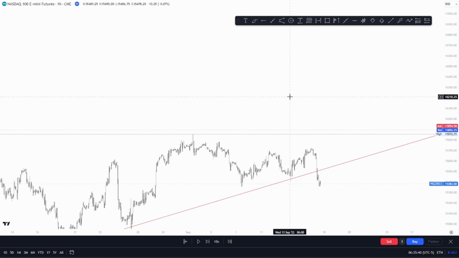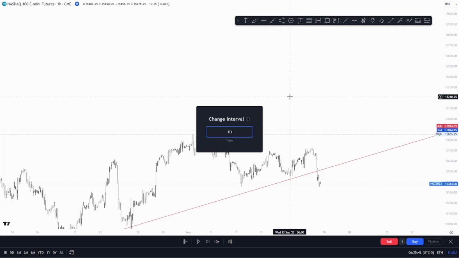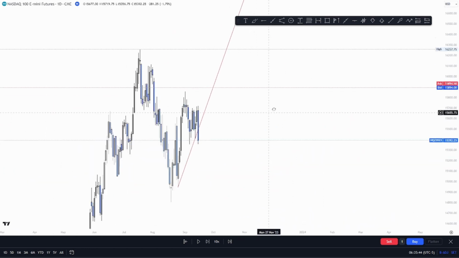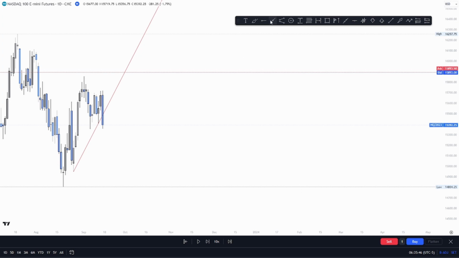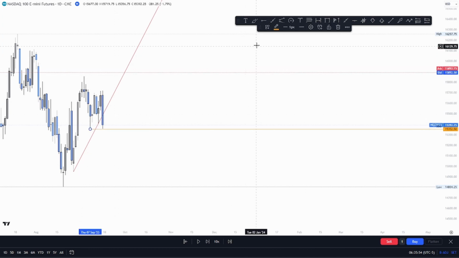So let's go back to the daily chart for a second. Let's map out where our sell side liquidity is. So we have some sell side liquidity here, sell side liquidity down here.